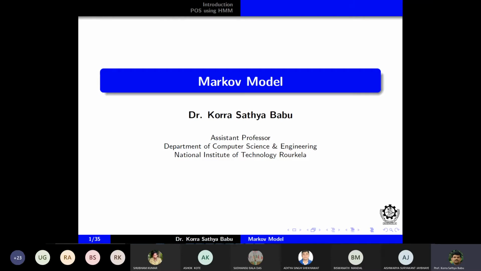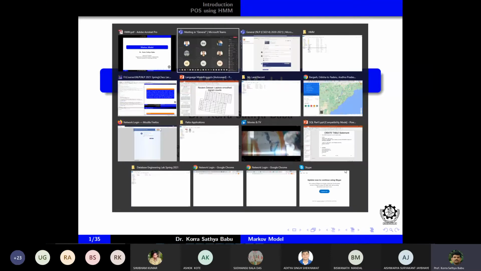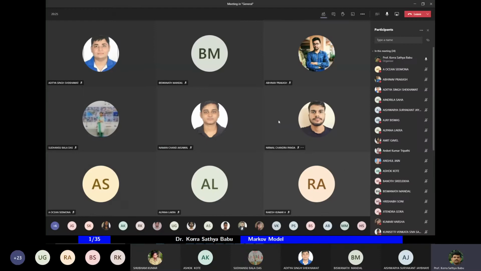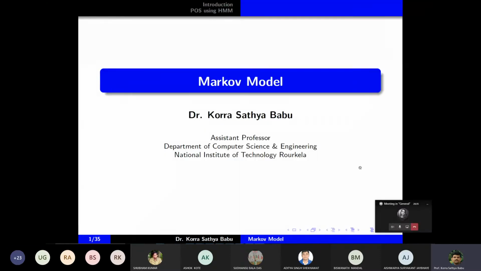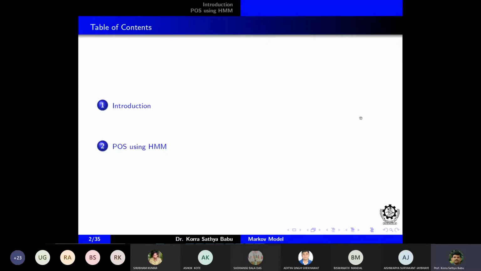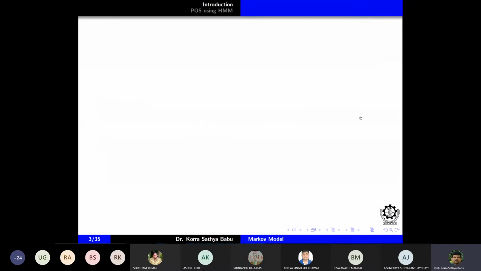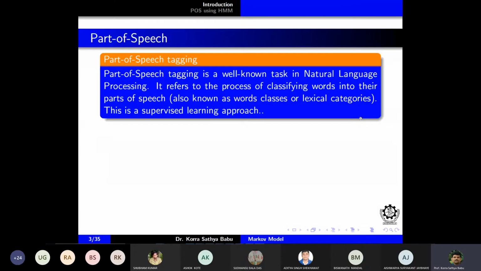We'll see first about some basics of these parts of speech. Then we'll enter into the Markov chains. Okay. So this parts of speech tagging, as you know earlier also we have discussed, is a well-known task in natural language processing, and it refers to the process of classifying words into their parts of speech, or word classes. We call them sometimes known as word classes or lexical categories. And this is basically a supervised learning approach.